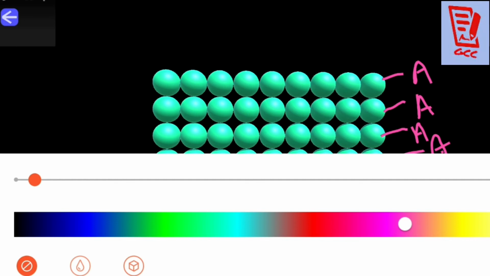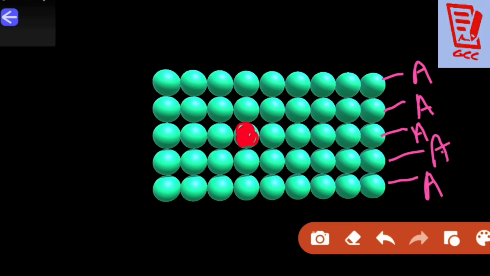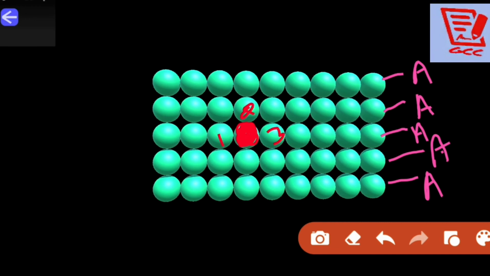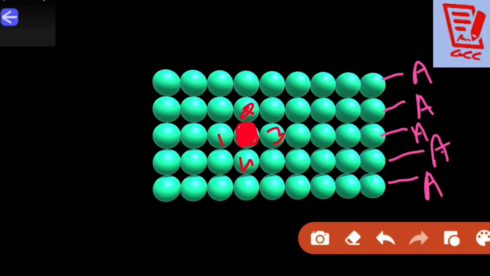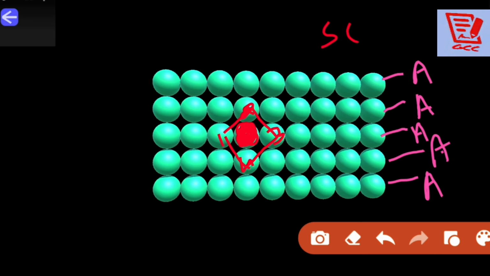Then what is going to happen over there? You just see. Now let this be the central sphere. Now to the central sphere, how many spheres are touching? 1, 2, 3 and 4. Okay, 4 spheres are touching. That is why it is known as square close packing.